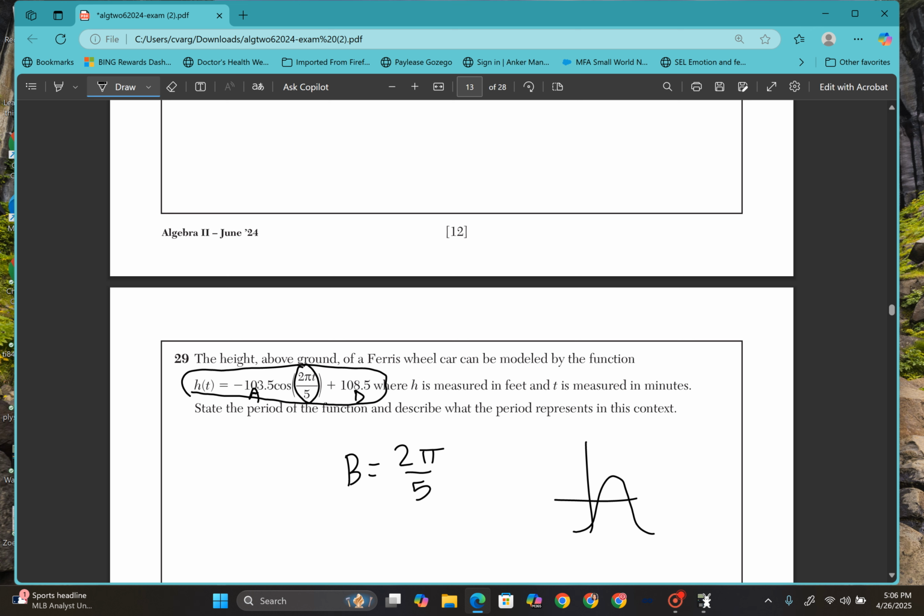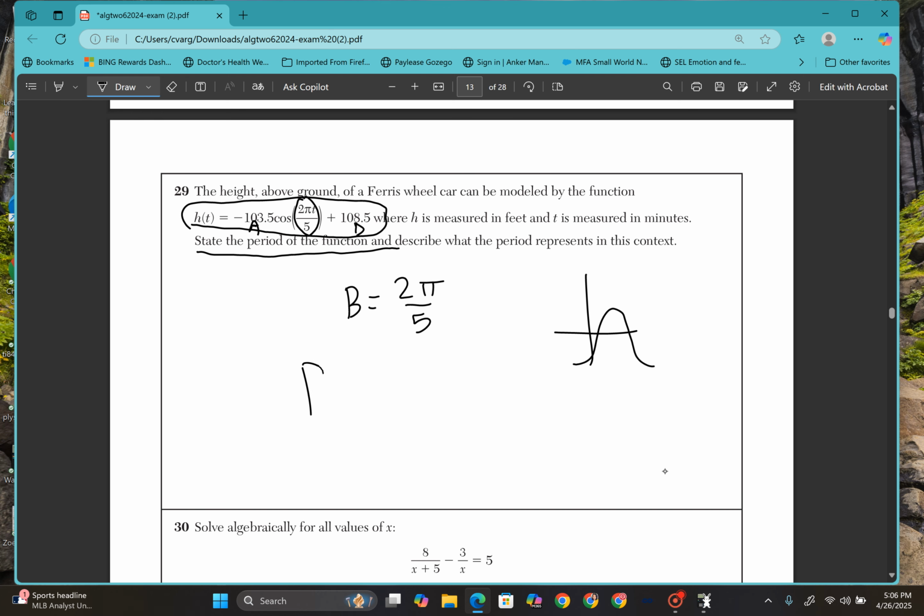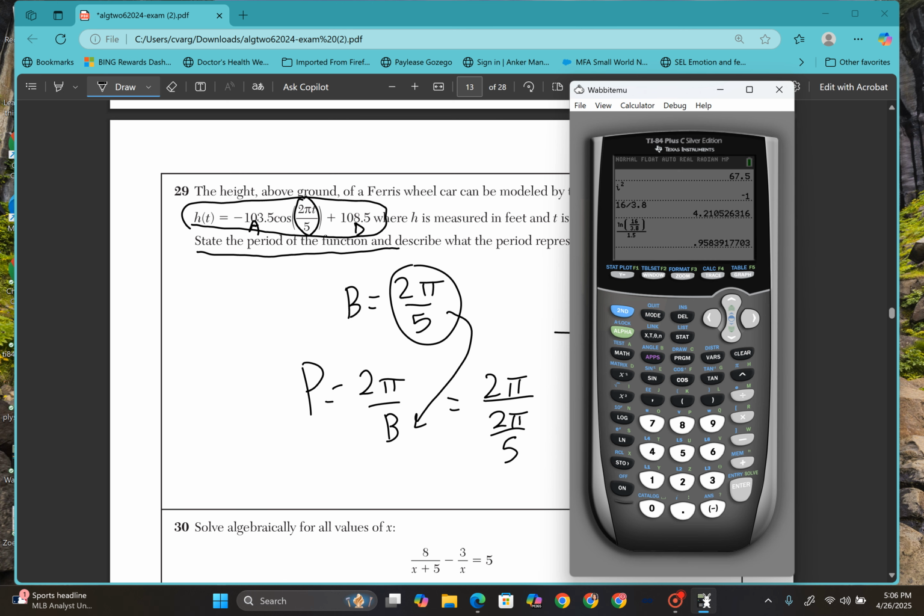Specifically for this question, they say state the period. So for the period, we have to remember a formula. Period is equal to 2 pi over B. We know that B is equal to 2 pi over 5, so you could just take this B and plug it in for the bottom. So this is equal to 2 pi over 2 pi over 5. That's something we can easily plug into our calculator if we don't know how to simplify it.